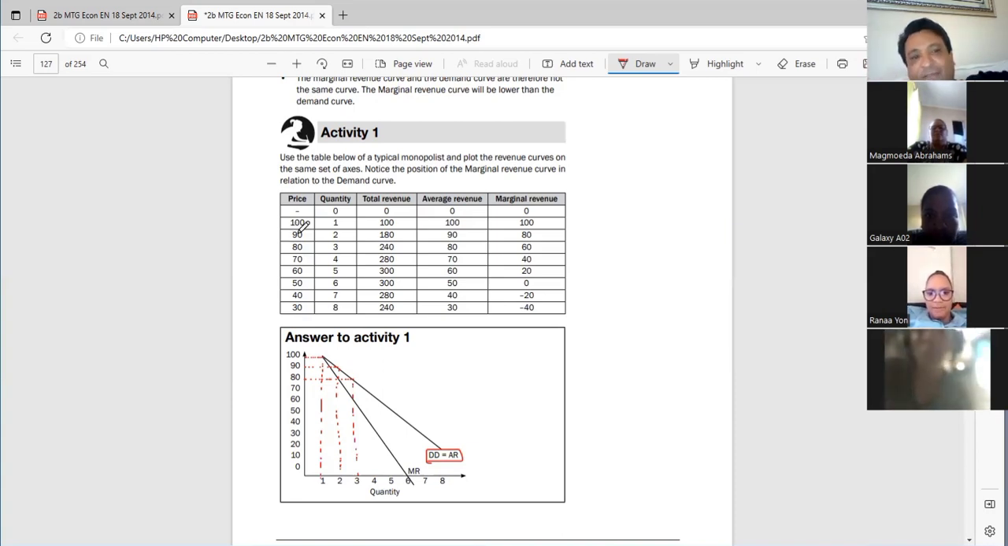200. But remember, if the price comes down to 90 rand and you buy 2, then total revenue is 180 rand. Isn't that so? Okay. If the price dropped to 80 rand and you buy 3, what will the total revenue be? 240. So what is total revenue? Total revenue is the quantity multiplied by the price. Can you see that?